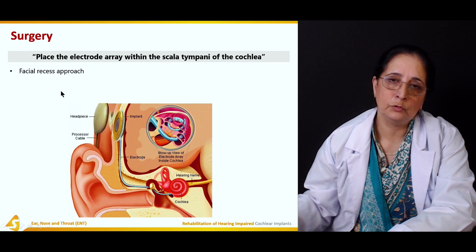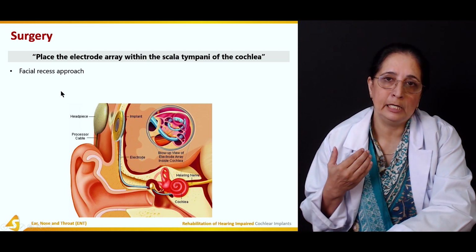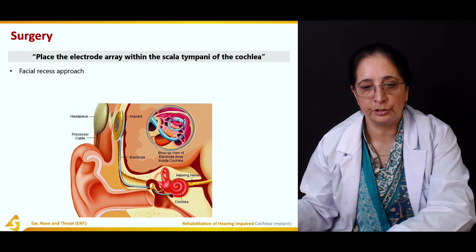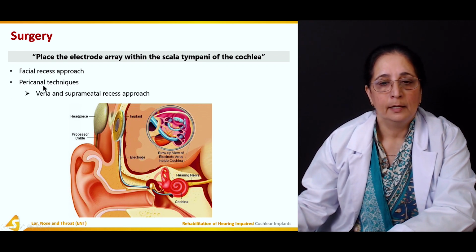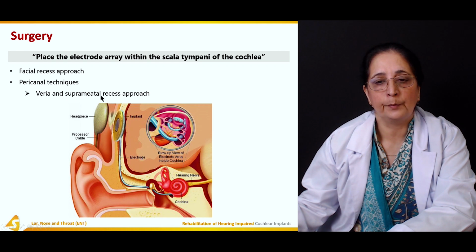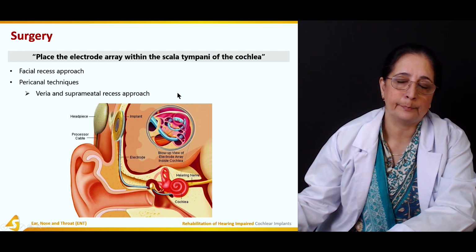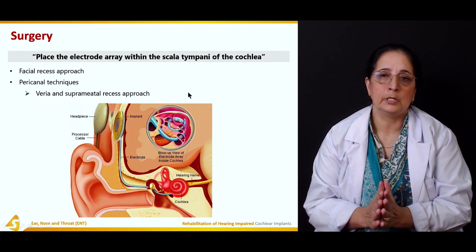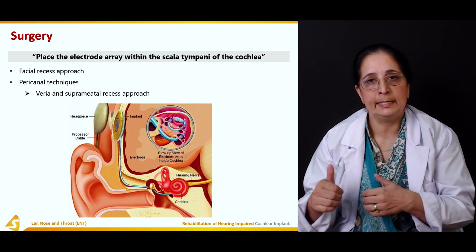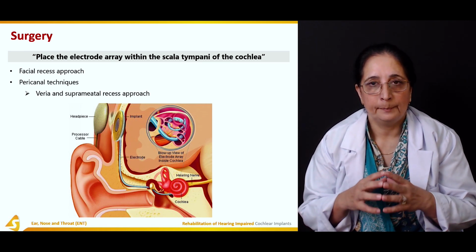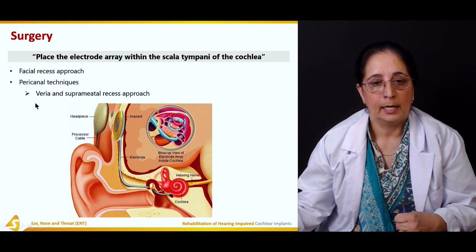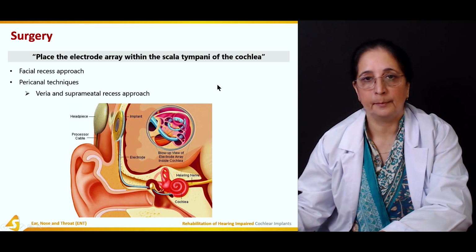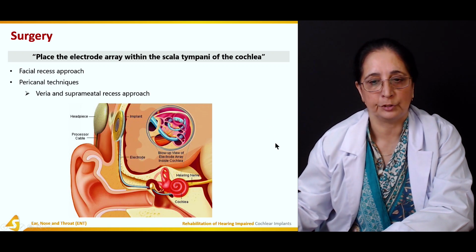Two types of approaches are mainly used. One is through the facial recess, the other is the pericanal, veria and suprameatal recess approach. So these are the two surgical approaches from which the electrodes are placed: through the facial recess approach, and then the veria and suprameatal recess approach.